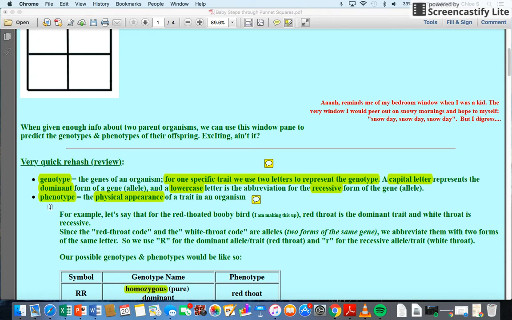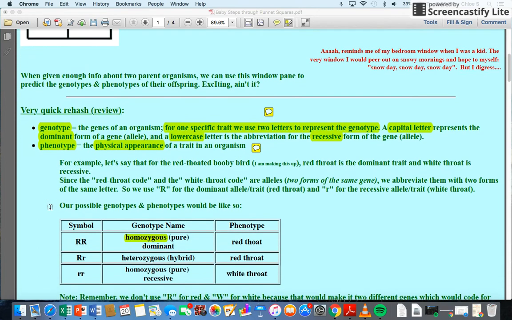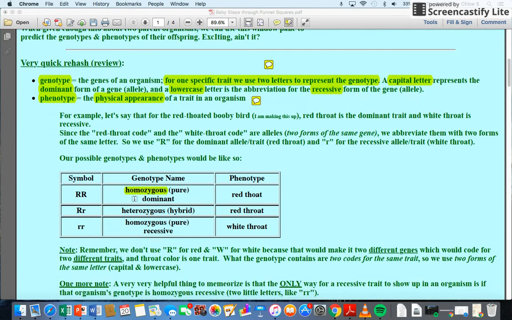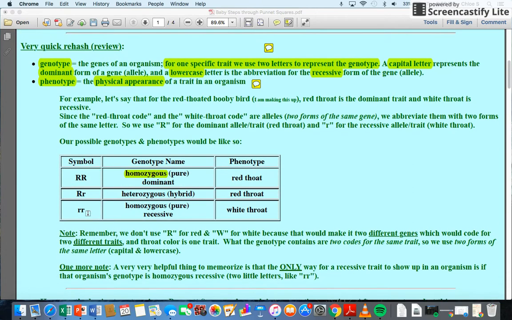An example of a trait would be long hair. Another word that's important is homozygous. Homozygous means pure. When you have a homozygous, you can look to my right and you see big R, big R. This is different from heterozygous, which is a hybrid, meaning you'll have one of each, a big R and a little r.